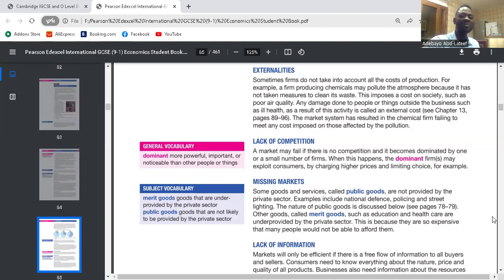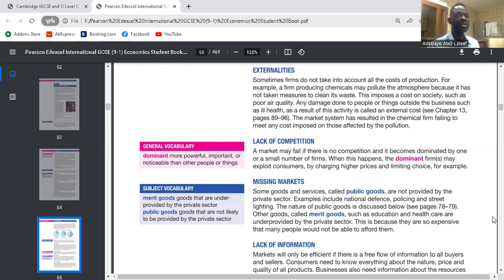So in the missing market is this. This is how the private sector works. They want to provide goods and services in as much as you can afford them. The private sector understand that consumers are not going to pay for such goods, they would not want to provide them. Do you understand?